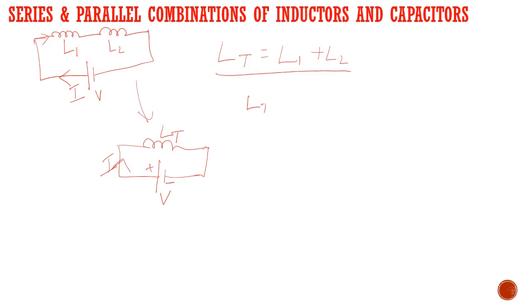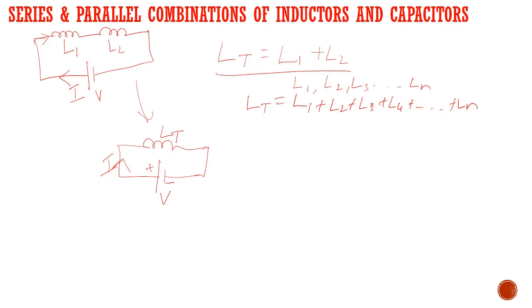If we have more inductors, that means L1, L2, L3, so on up to Ln, we have n number of inductors, and all these inductors are connected in series, then the total inductance LT will be equal to L1 plus L2 plus L3 plus L4 plus so on plus Ln. So all the inductors will be additive. This formula is very much similar to the resistance. So this is for series connection.